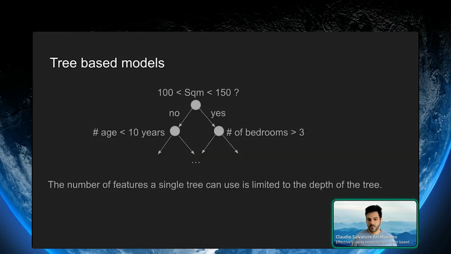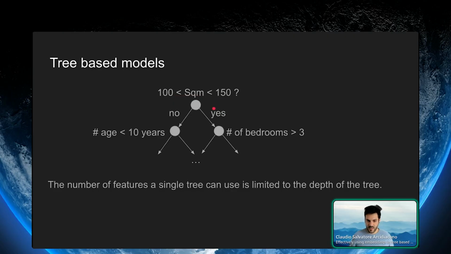So let's see, first of all, why tree-based models don't work really well with embeddings. When you look at a tree-based model, it looks something like this. It's essentially a sequence of binary decisions in which, at each step, we only look at one value, at one column, in order to make our split, in order to make our decision.